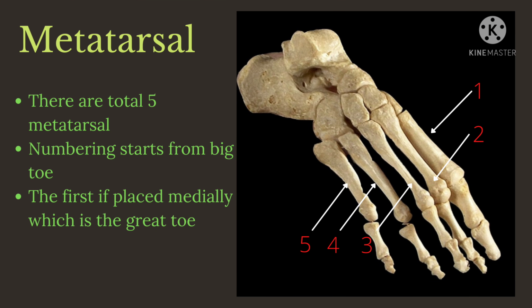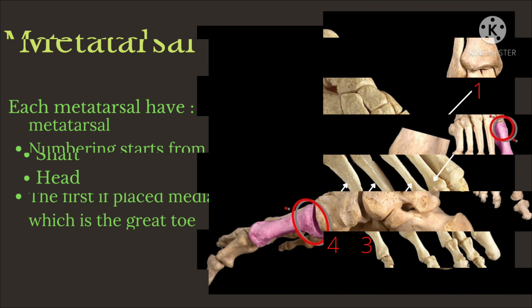Now let us go to the metatarsals. As I said before, this numbering is made from the greater toe. There are a total of 5 metatarsals, numbered starting from the bigger toe, and the first one is placed medially, which is the greater toe. So always remember, when we number, we should always number from the big toe. This will be easy for the upper limb as well as the lower limb. So let us see which are the 5 bones. These are the 1st, 2nd, 3rd, 4th and the 5th.